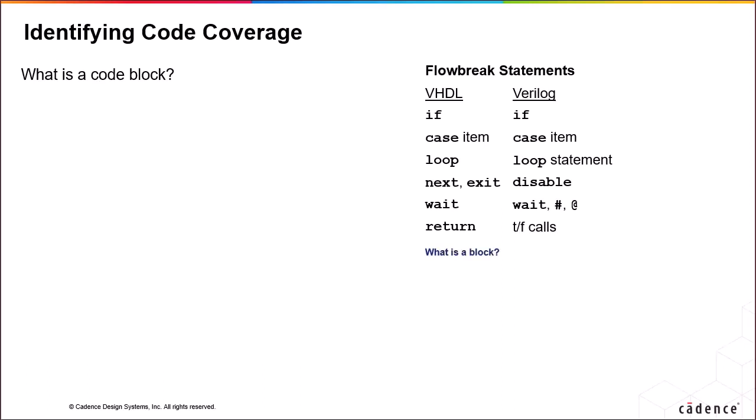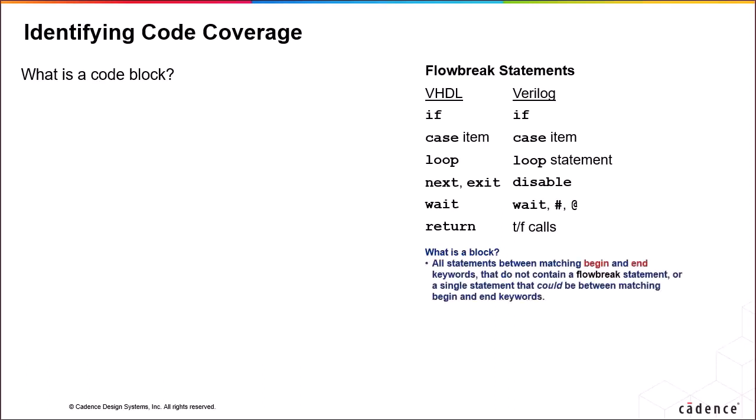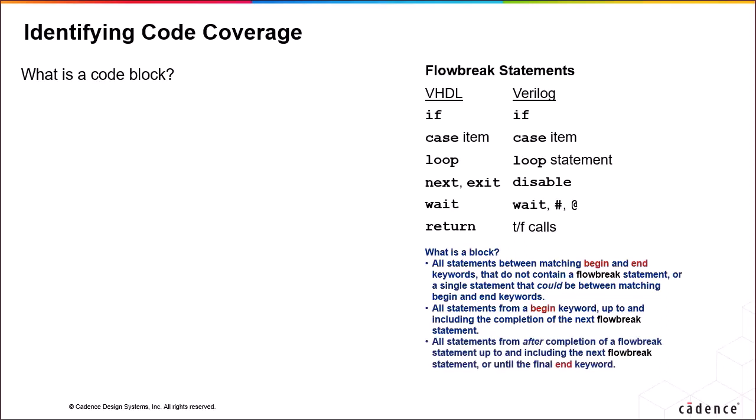The rules for determining blocks are more precisely these three. First, all statements between matching begin and end keywords that do not contain a flowbreak statement, or a single statement that could be between matching begin and end keywords. Second, all statements from a begin keyword up to and including the completion of the next flowbreak statement. And third, all statements from after completion of a flowbreak statement up to and including the next flowbreak statement, or until the final end keyword.